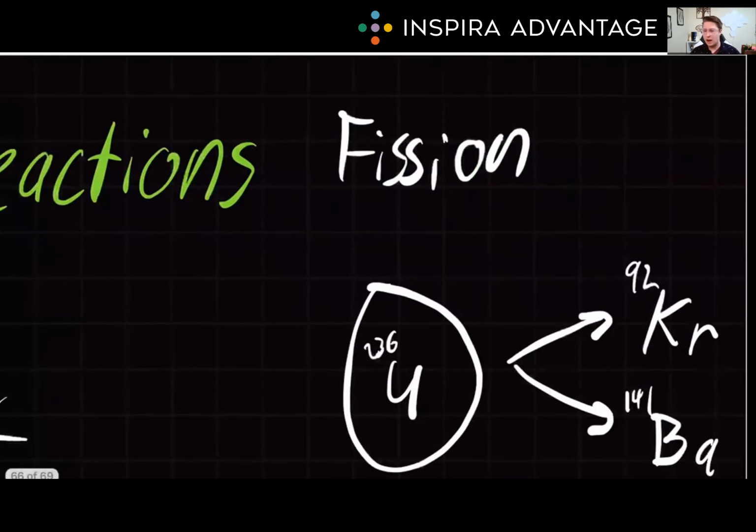Fission, on the other hand, is kind of the opposite of fusion. In fission, a large nucleus, typically uranium or plutonium, will split into smaller nuclei, often releasing several neutrons in the process. This process also releases a substantial amount of energy and is used in nuclear power plants and atomic bombs.